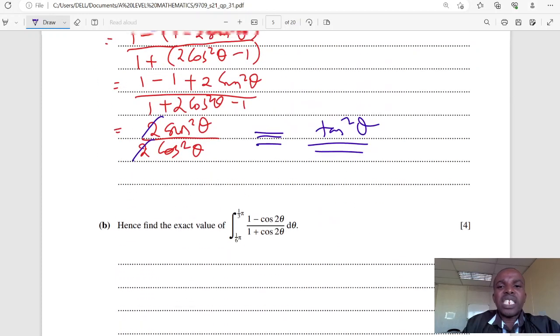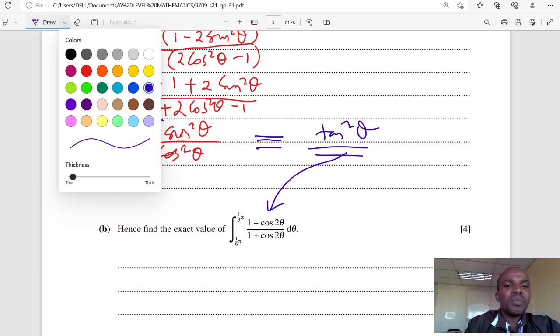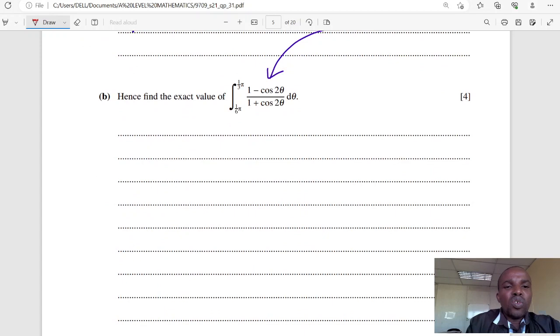Right. I just have to take tan squared in this case, because it's identical to this item. So instead of using this expression, I can just use tan squared. So it will be the integral of tan squared theta d theta, from pi over 6 to pi over 3. Right, this is the item that I have to integrate in this case now.